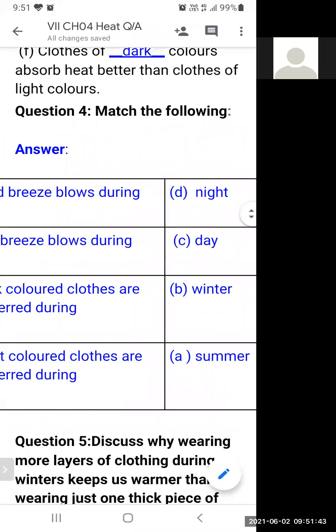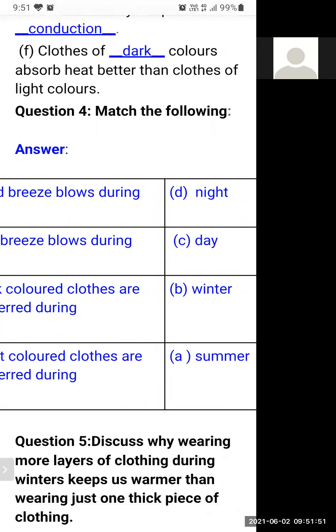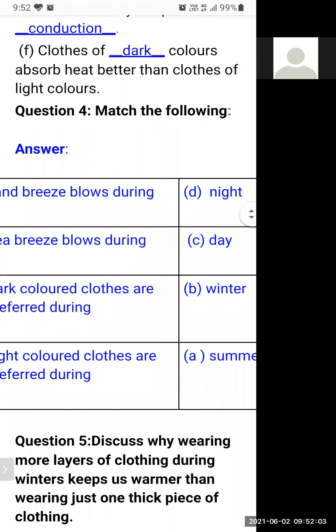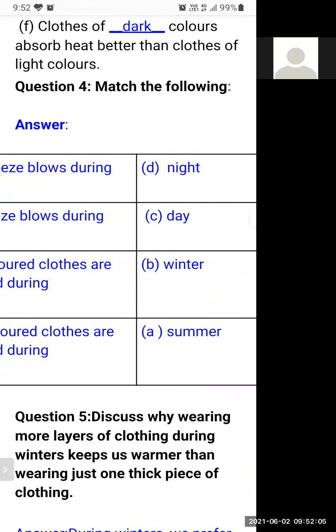So students, you have to learn question number 4 knowing that it will be asked in the form of MCQs. You have to prepare yourself like this. There will be no match the column, but there will be a multiple choice question. Land breeze blows during night, sea breeze blows during day, dark color clothes are preferred during winter, light color clothes are preferred during summer. Okay.